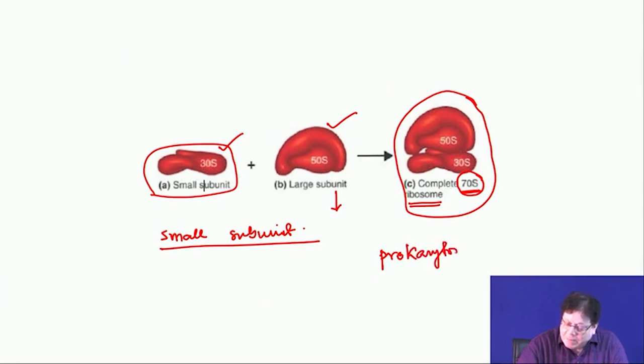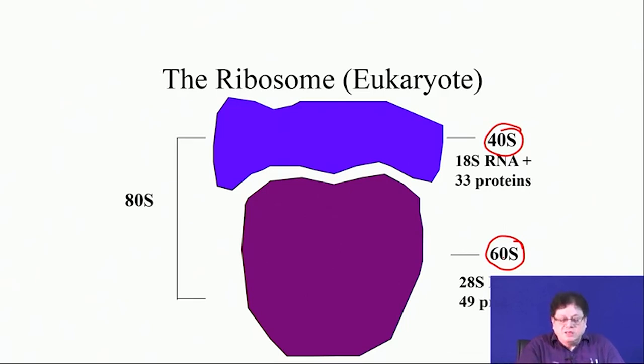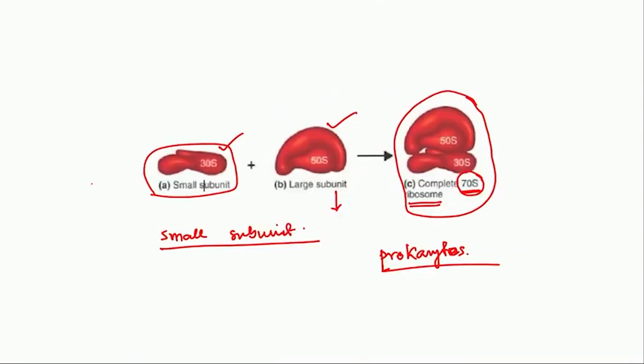Okay. So, this is a 70S ribosome in case of prokaryotes, a little bit smaller than the eukaryotes. Eukaryotes ribosome is 40S plus 60S. Okay. But it also has a small and a large subunit, and the protein synthesis is done when the two are held together. Okay. So, this ultimately becomes 80S. So, the eukaryotes have 80S ribosome, which consists of a 40S small unit and a 60S large unit, and in the prokaryotes you have 70S ribosome, and that has got a 30S and a 50S subunit.